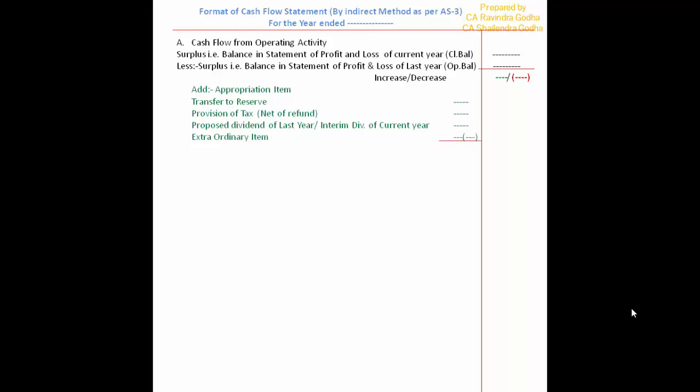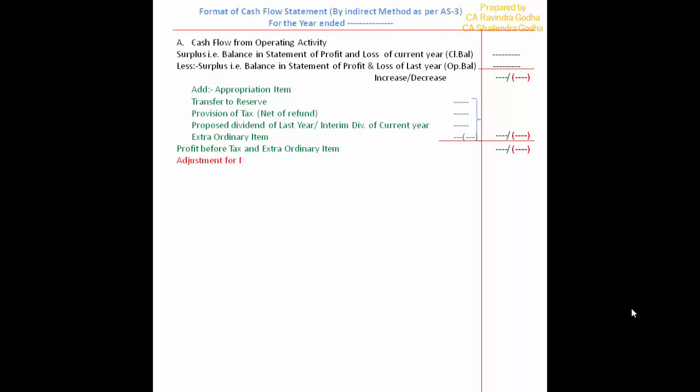It may be a positive or a negative value, and the total of it is written in the outer column. The final answer will be profit before tax and extraordinary item. Again it may be a positive or a negative value. Means we are adding appropriation items as increase or decrease. This is our first stage of operating activity. Now move to the next stage.